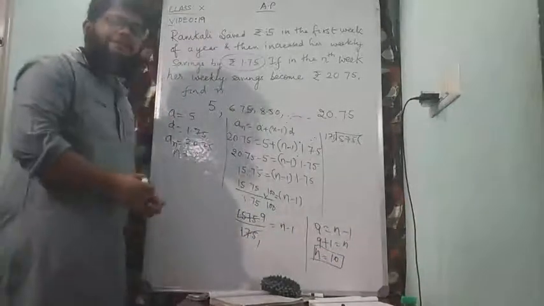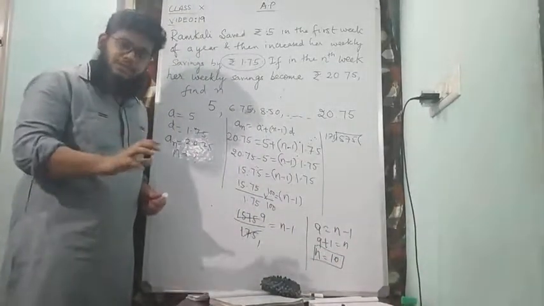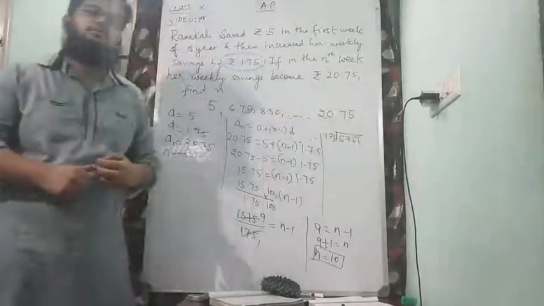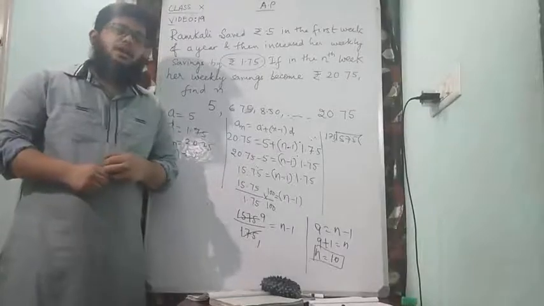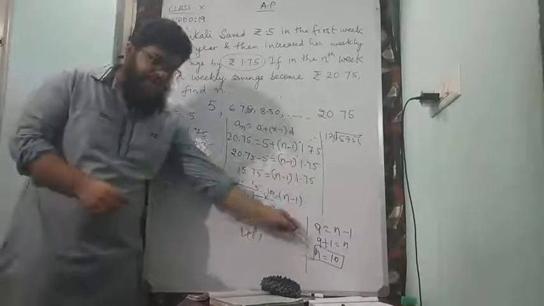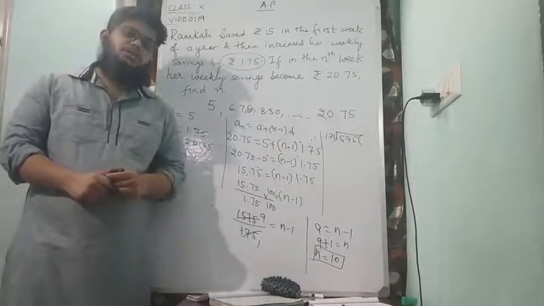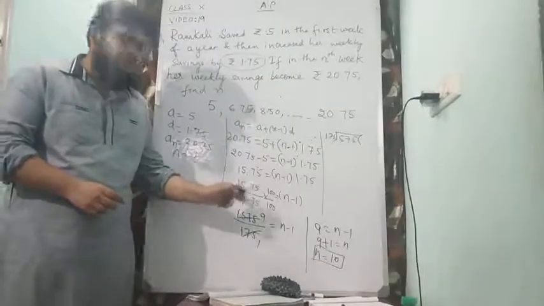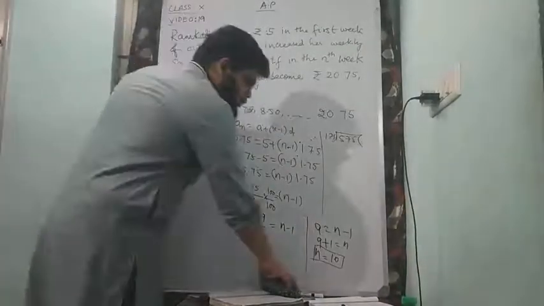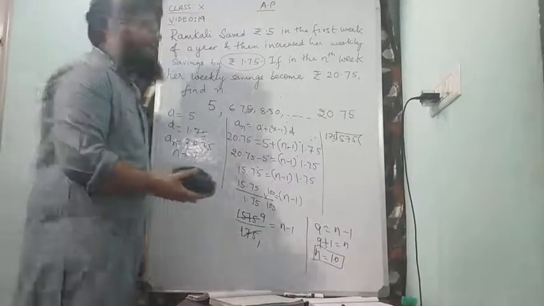The value of n is 10, which means that she takes 10 weeks, or in the 10th week her total savings will be 20 rupees 75 paise, right? So in the first week she had 5 rupees, and after 10 weeks she will have 20 rupees 75 paise. So this was the problem. Please do this division part and you will get the answer as 9 here. Based on the same principle, I will give you one more question as homework and I want you to try it.